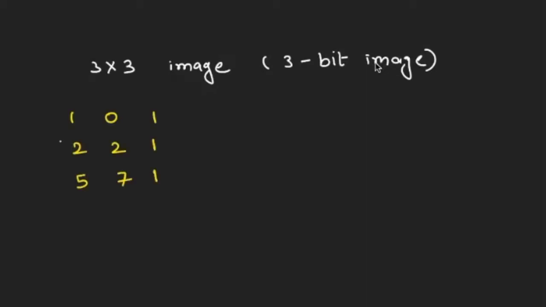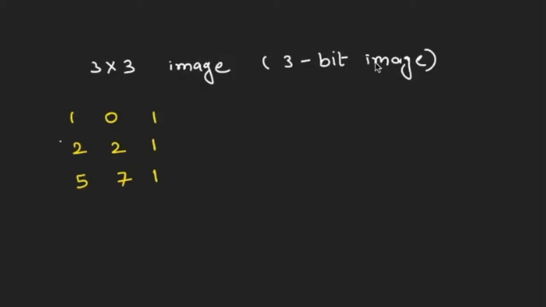Let us have a 3 cross 3 image. So this is the size of the image, total pixels being 9, and it's a 3-bit image. So your values will range from 0 to 7. I'm giving you an image which is more on the darker side. So this is a 3 cross 3 image.